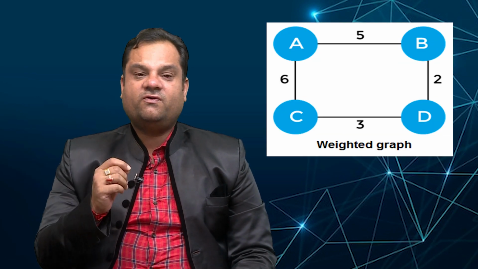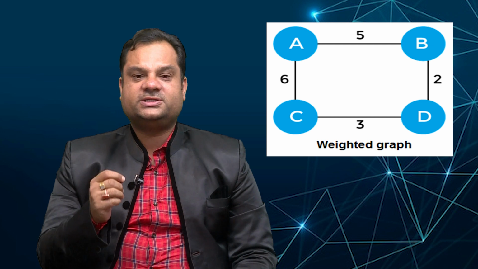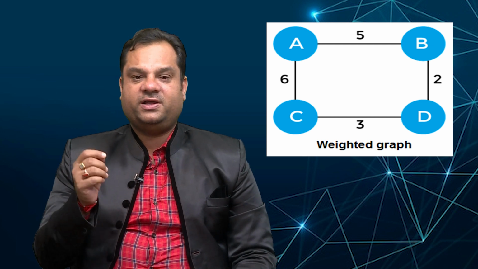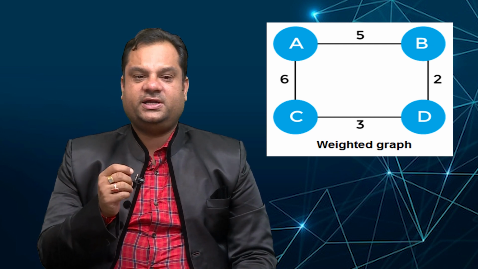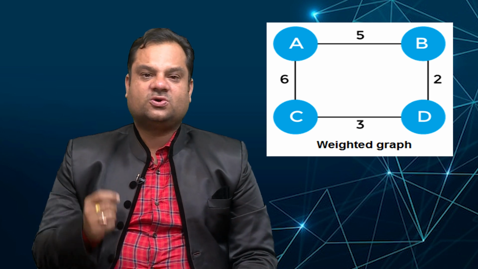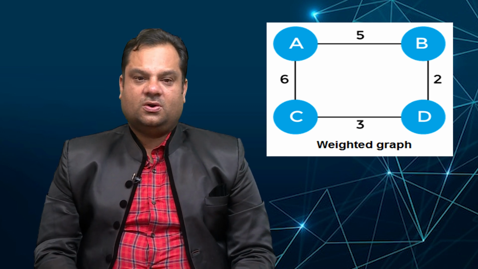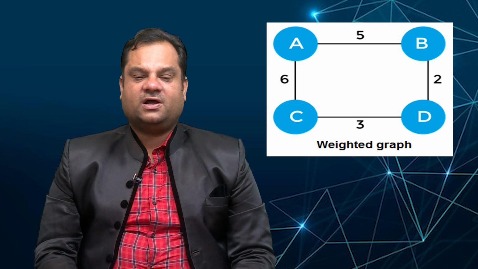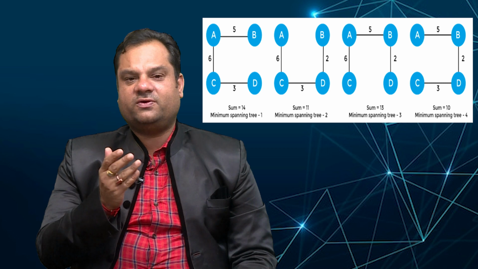Here we have 4 vertices A, B, C, D, with some weights: A to B 5, B to D 2, D to C 3 and C to A 6. This is called a weighted graph. Now we have to convert this graph into a spanning tree. There are a lot of graphs that we show here.